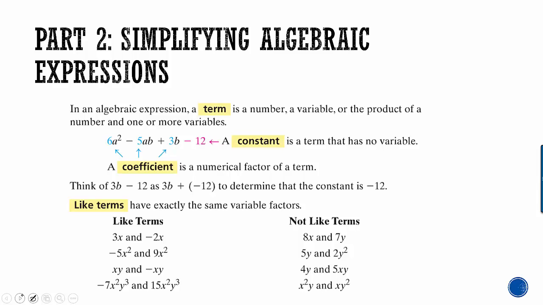So when we go to simplify, we need to know these four vocab terms. In an algebraic expression, a term is a number, variable, or the product of a number and one or more variables. So each one of these guys right here is a term. A number and a variable, or a combination of numbers and variables. A constant is a term that doesn't have a variable, so that negative 12 right there is a constant. And then the 6, the 5, and 3 are all coefficients. We call them numerical factors of a term, or the number part. So not the variable, but just the number part.